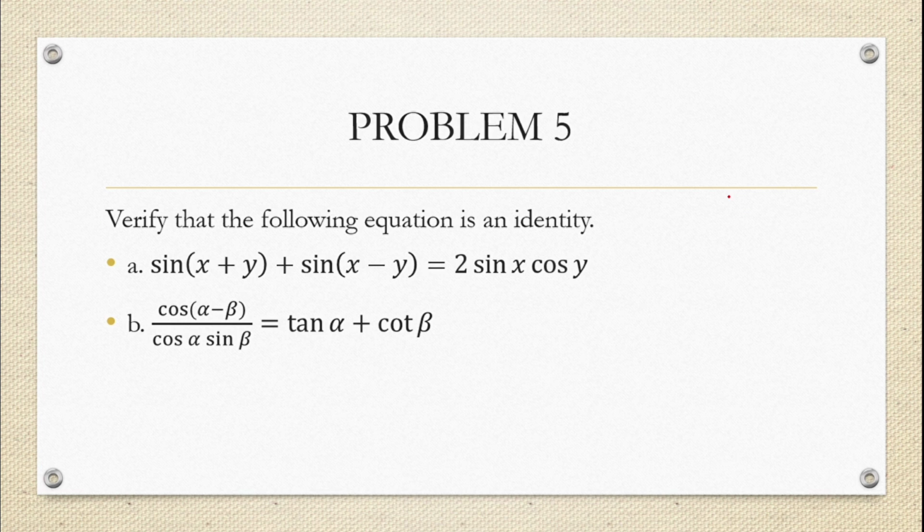So verify the following equation is an identity. This is the last problem for this session. So we have A, sine x plus y plus sine x minus y is equal to 2 sine x cos y. And B, cosine alpha minus beta over cosine alpha sine beta is equal to tangent alpha plus cotangent beta. So let's start with letter A.